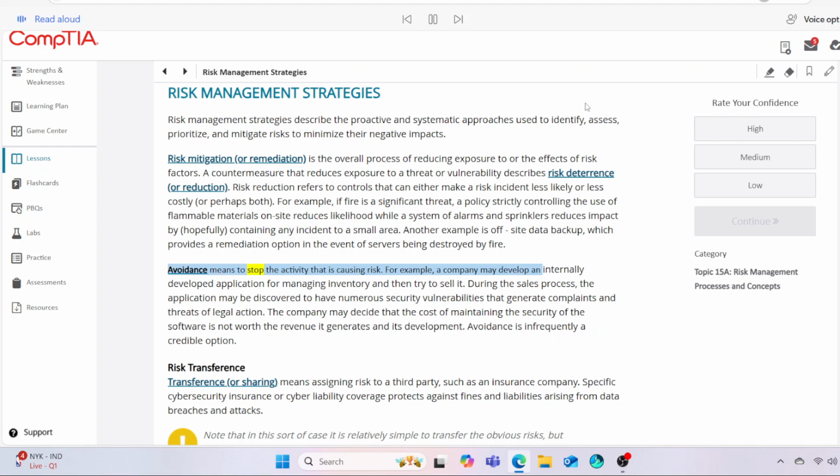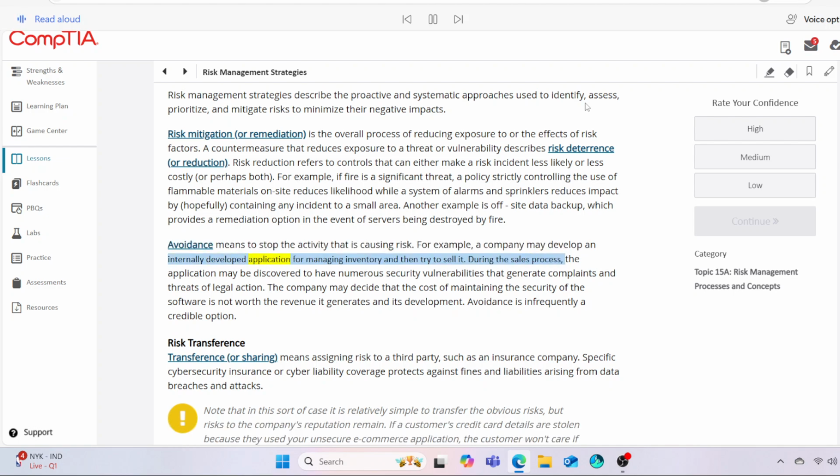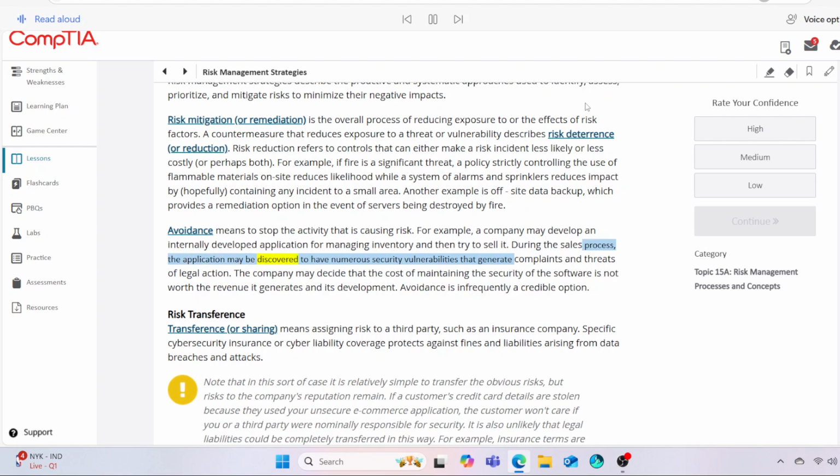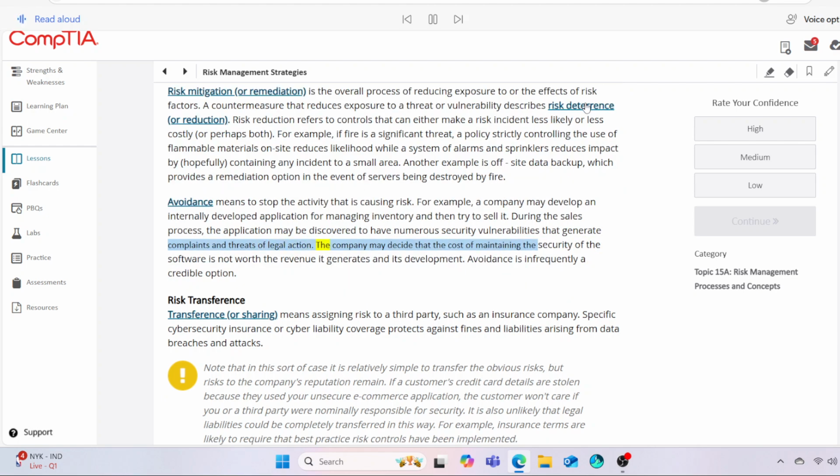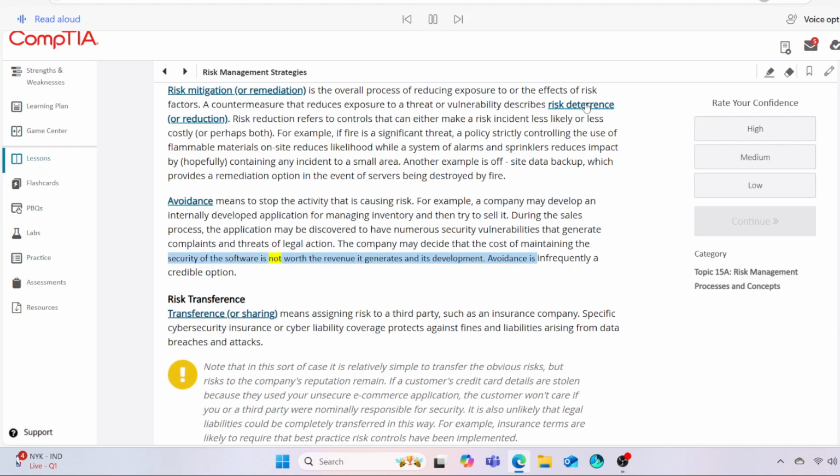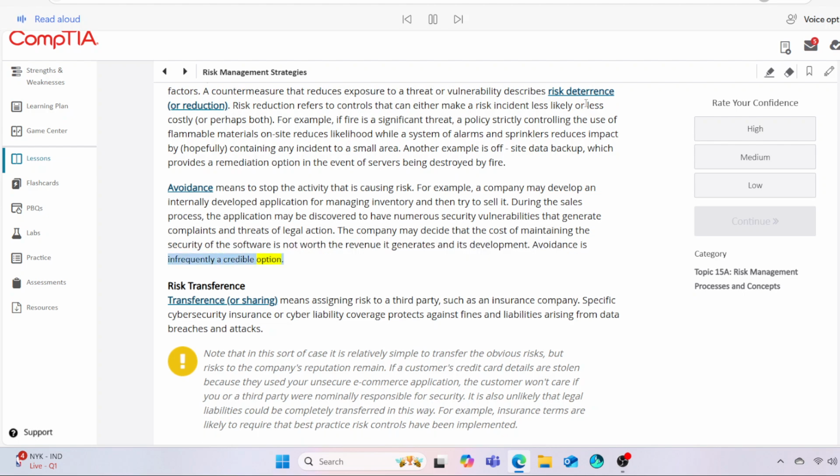Avoidance means to stop the activity that is causing risk. For example, a company may develop an internally developed application for managing inventory and then try to sell it. During the sales process, the application may be discovered to have numerous security vulnerabilities that generate complaints and threats of legal action. The company may decide that the cost of maintaining the security of the software is not worth the revenue it generates and its development. Avoidance is infrequently a credible option.